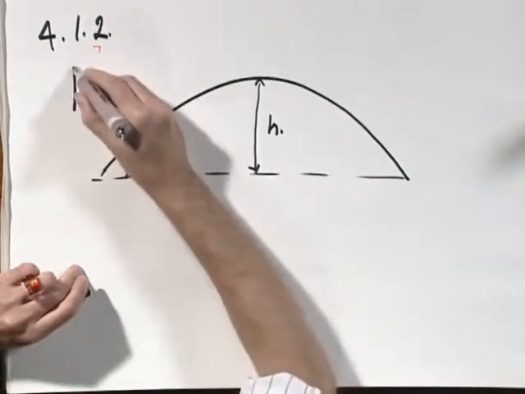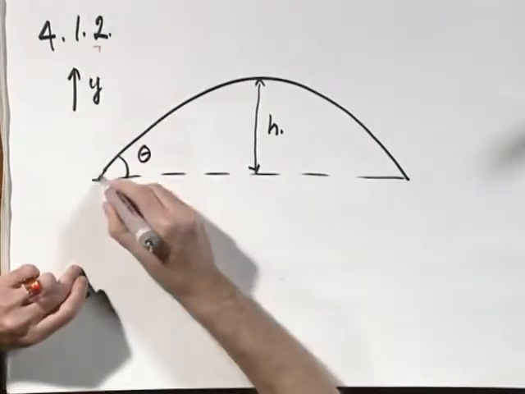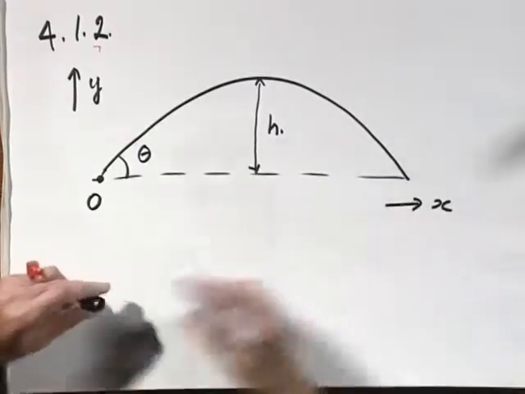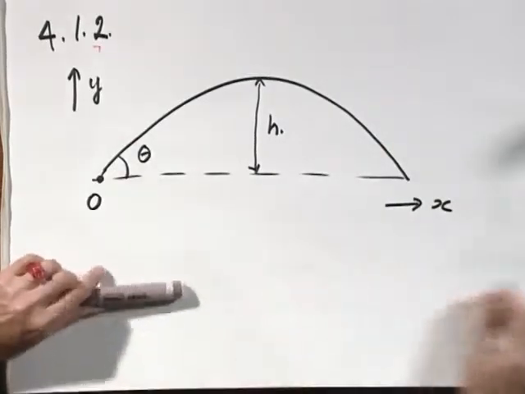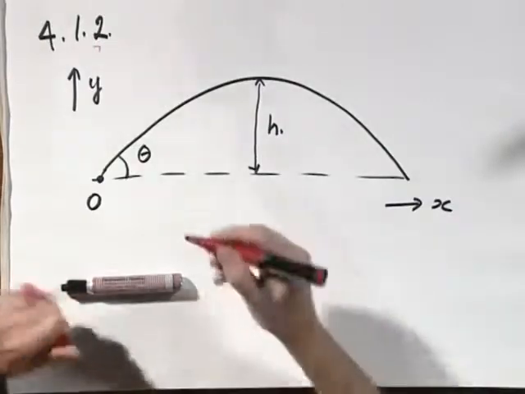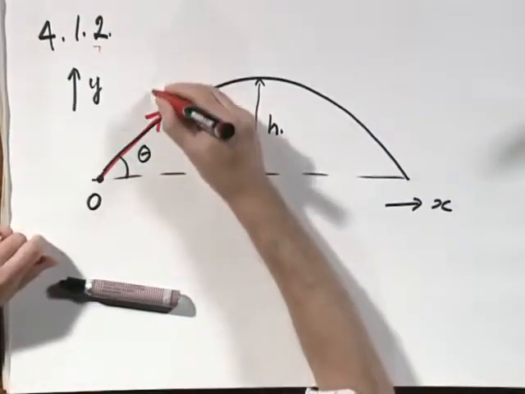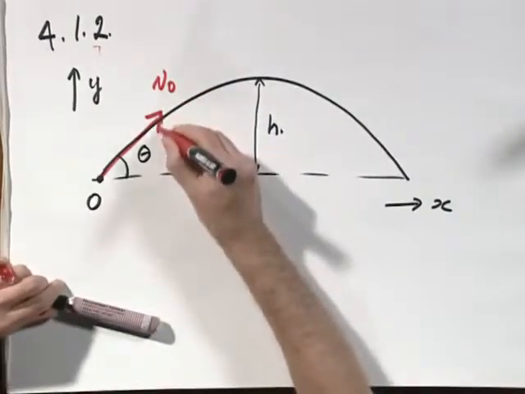Let's call this the positive y direction. Let's call this point 0, both in x and in y direction. The object has a mass m. Its velocity at time t equals 0, when we shoot it up here, is v0.